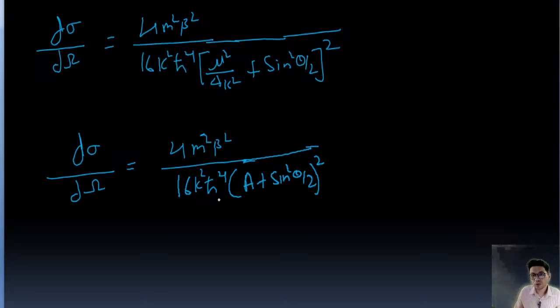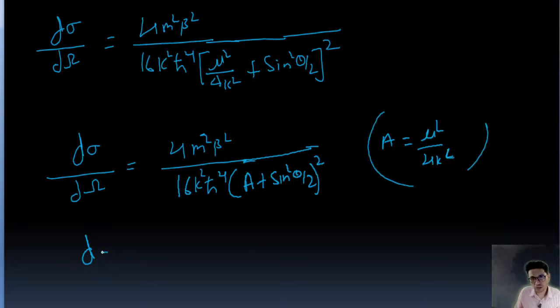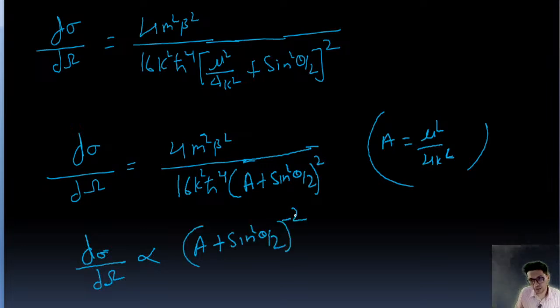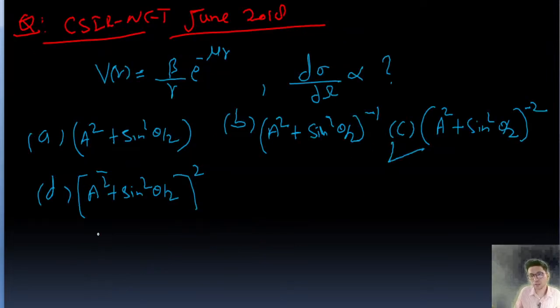Okay, so from here you can see where a is this value, μ² upon 4a². This is a constant, so we have taken another constant. So dσ/dΩ from here is proportional to (a + sin²(θ/2)) to the power minus 2, right? This is proportional to this. So which option is matching, guys? Option C. Okay, so this is the answer.